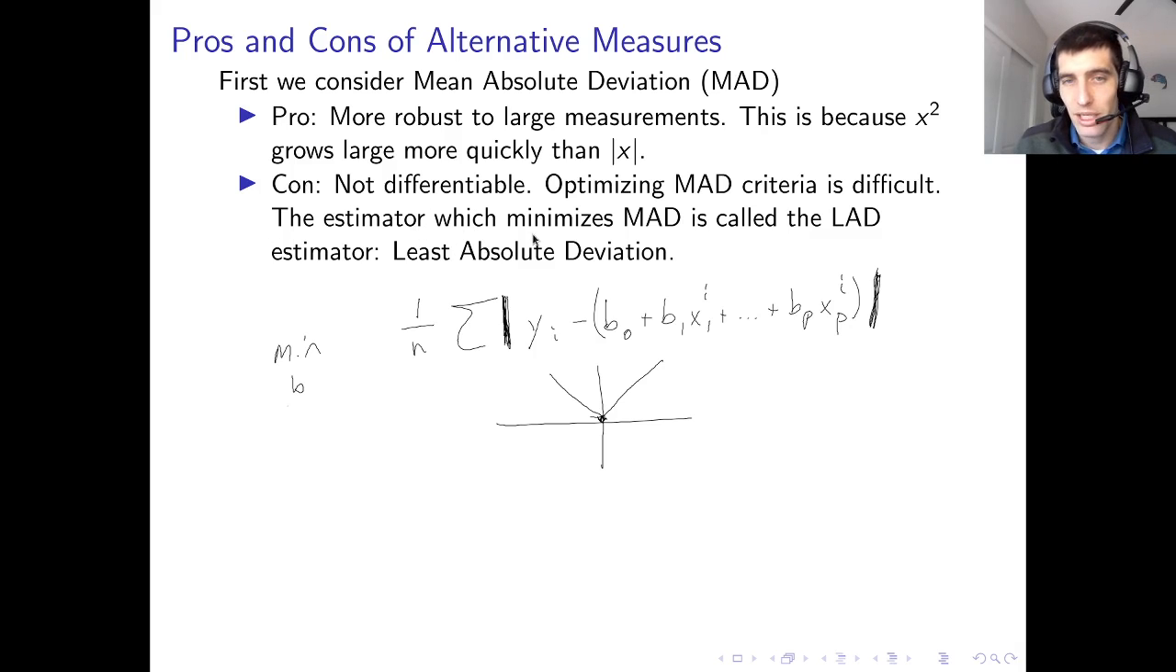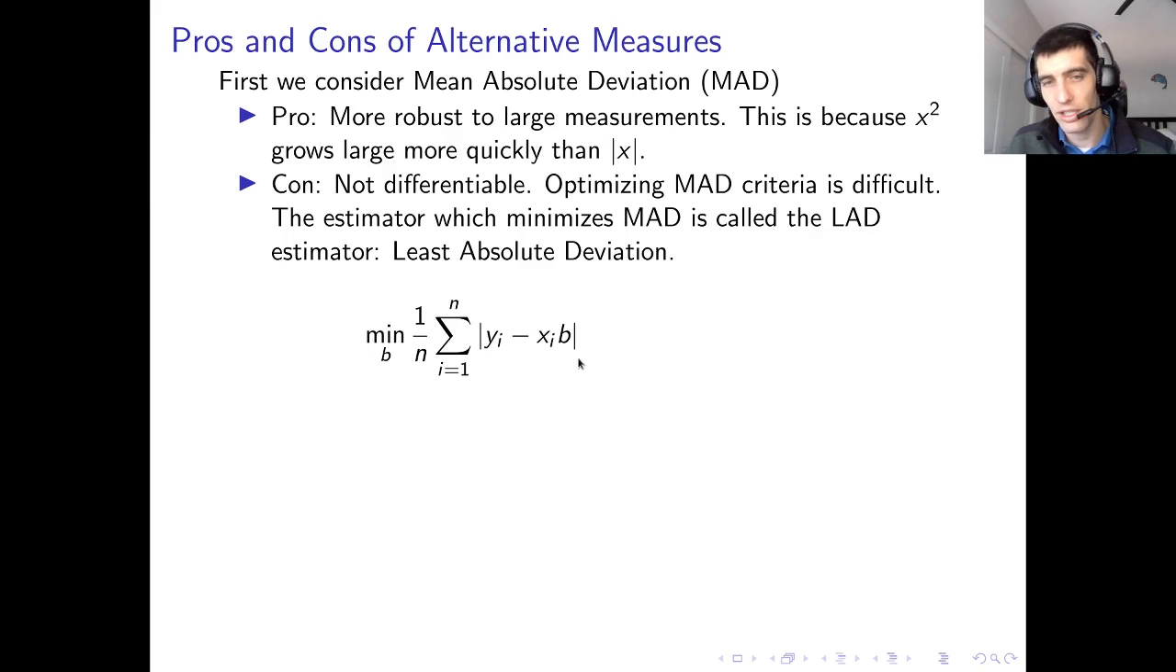I'll say the estimator which minimizes mean absolute deviation is called the least absolute deviation estimator, or the LAD estimator. I like LAD as a name for an estimator. It seems kind of human, but anyways. So that's mean absolute deviation.